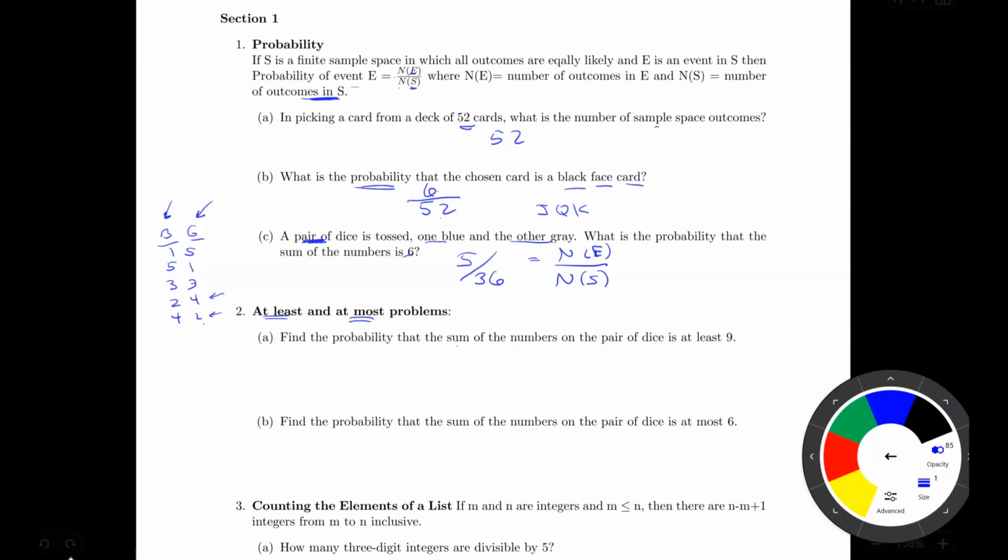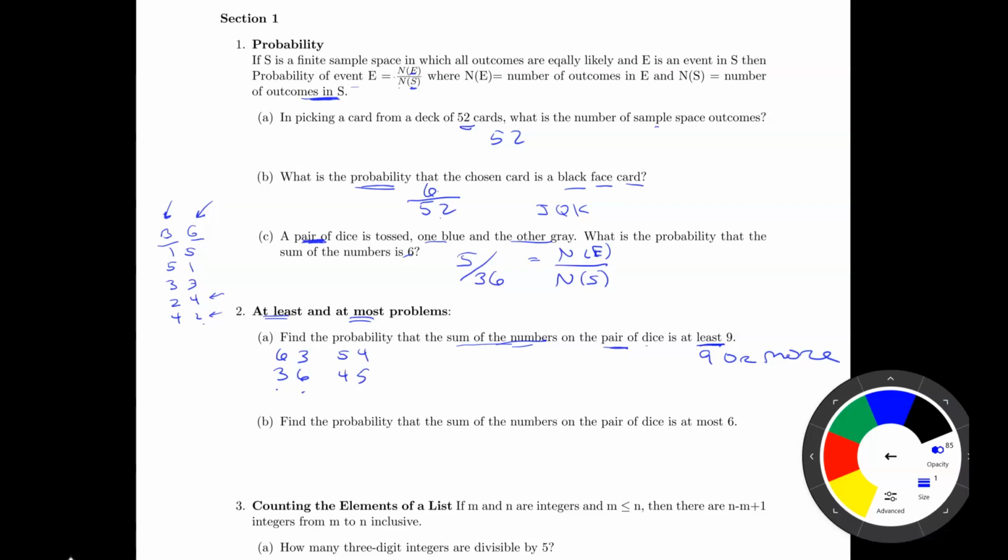So what's the probability that the sum of the numbers on the dice is at least 9? So what does that mean? 9 or more, right? It could be 9 or 10 or 11. So if I've got a pair of dice and I want at least 9, so 9 is included, that gives me a 6 and a 3 and a 3 and a 6. So there's 2 ways, right? I can think of it as this is the blue and this is the gray. And then what other combinations give me a 9? A 5 and a 4. So that gives me a 9.